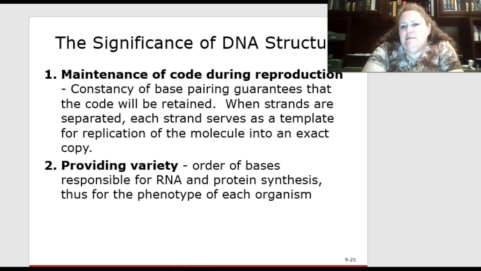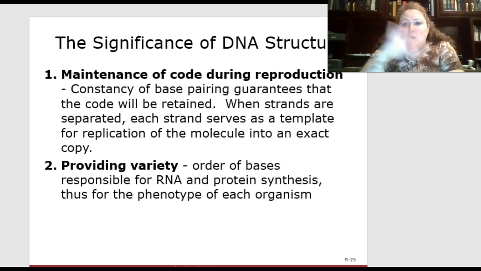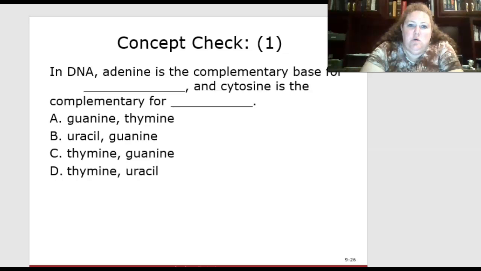So the order of bases responsible for RNA and protein synthesis, therefore for the phenotype of each organism, is encoded by this. And so like I'm at my sister Corinne's house, she has blonde hair and blue eyes. She has straight hair, I have curly hair. So that means, I mean, we have the same genetic basis, we have the same parents, but there's variety with how our genes were reproduced, and that makes us us, okay?